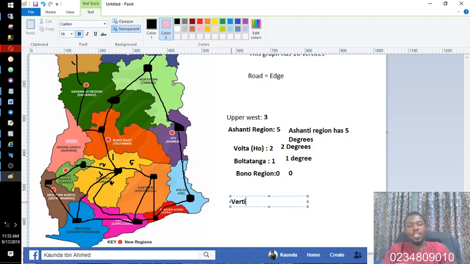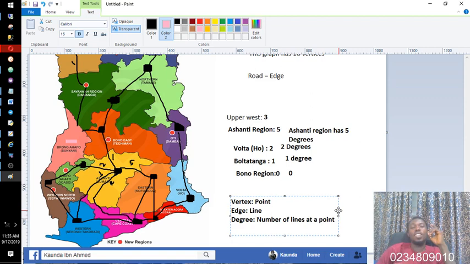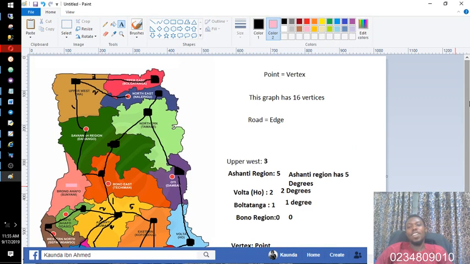Vertice, edge, and then degree. So you know vertice to be the point, edge to be the line, and then degree to be the number of lines at a point. So these are the three key terms that we should take note of. Now let's look at something right away from here.